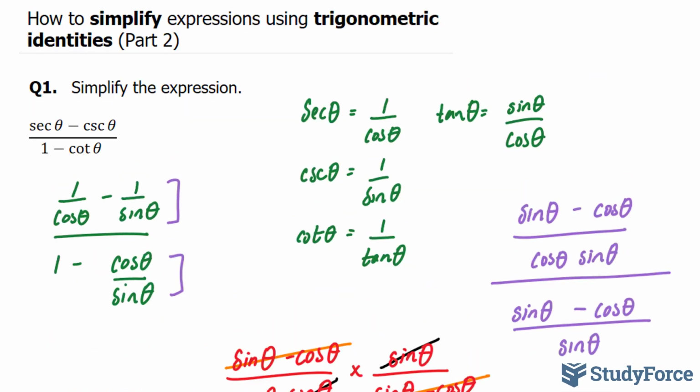2 more examples on how to simplify expressions using trigonometric identities. Make sure to watch part 3 for some more challenging examples.